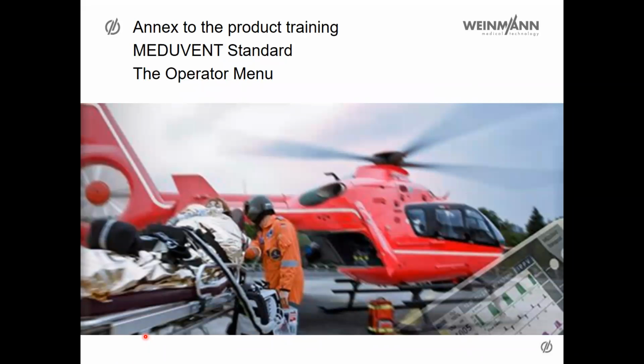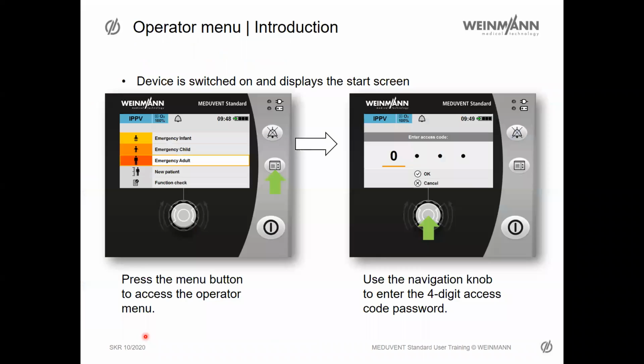This will be the product training of the user. Although the MEDUVENT Standard has an operator menu, that's important for you as a dealer. When we want to go into the operator menu, we start the device, and on the start screen we press the menu button, and then the device asks for an access code. The code for the device when it leaves our factory is 4 times S0.